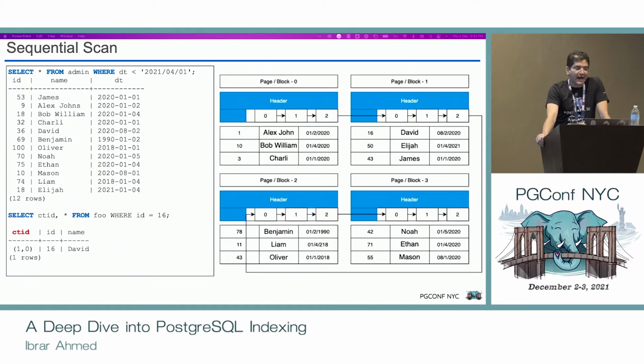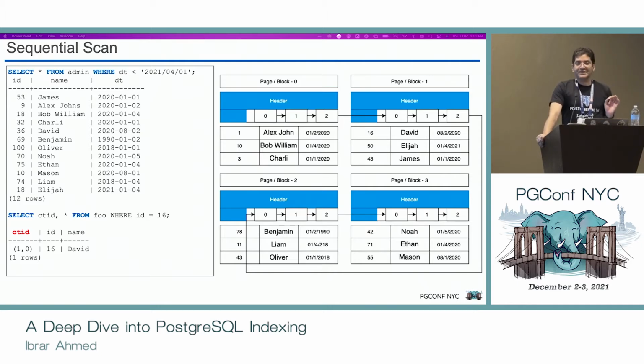SELECT ctid, static FROM admin WHERE date is less than something like that, or you can see all the values are there. So SELECT ctid, static FROM foo WHERE ID is equal to 16. The ctid is a hidden system column in PostgreSQL. We have not created that column when creating the table, but you can select it. So you can see the physical storage location of that tuple. Here you can see that ctid is equal to (1,0).